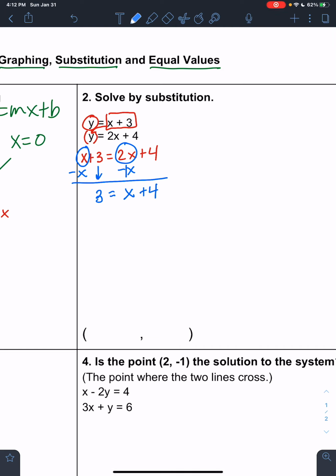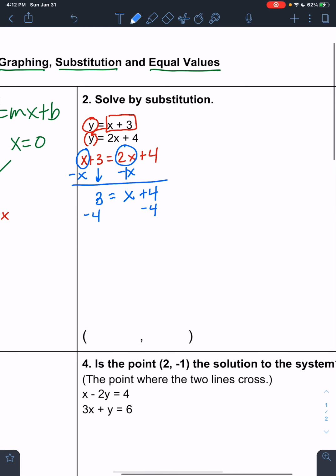You could ask yourself what plus 4 equals 3, but that might be hard with negatives, so you just take the opposite. If I remove 4 from both sides, 4 minus 4 is 0. Keep the x, and 3 minus 4 is actually negative 1. So the value of x in this system is negative 1.